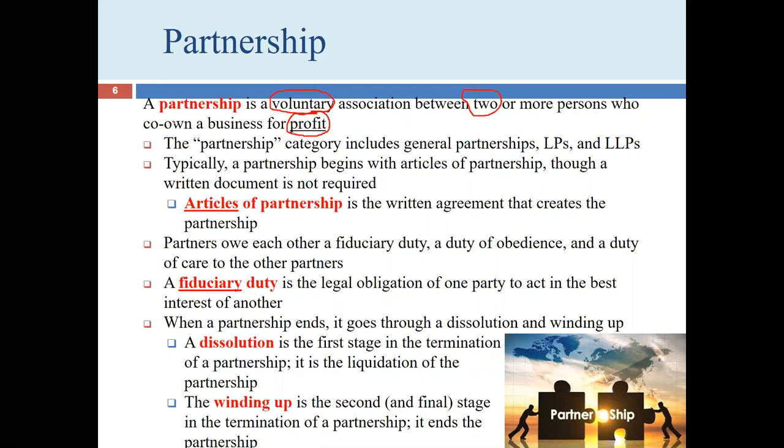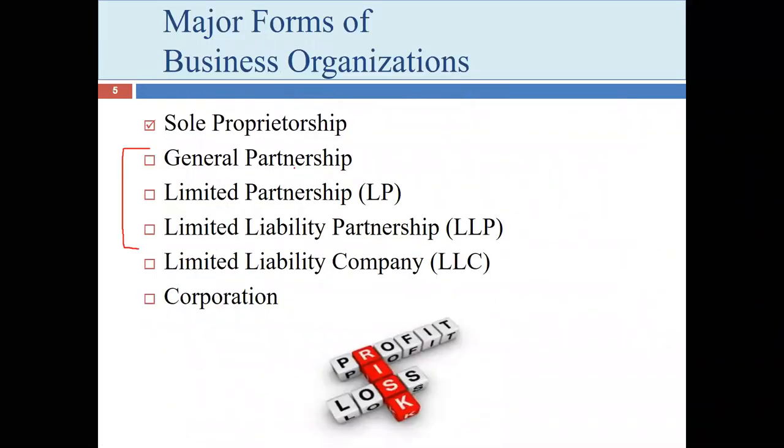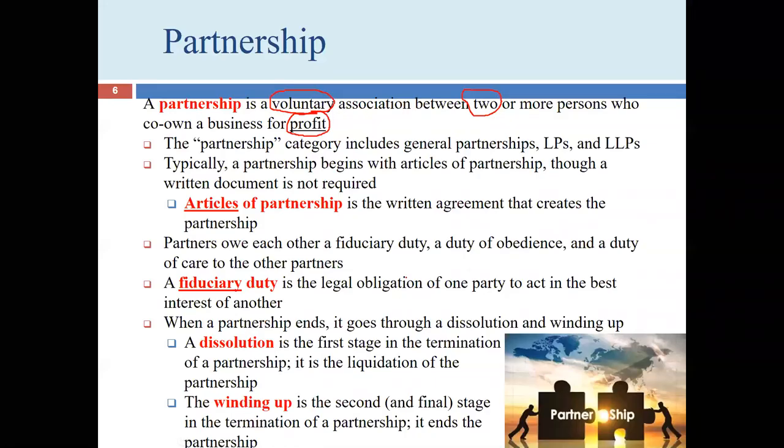As we talked about on this slide over here, there are going to be three types of partnerships we're going to talk about. General partnerships, which we'll talk about next, which is a subcategory of this larger umbrella idea of partnership. We'll talk about limited partnerships, which are called LPs, and limited liability partnerships, which are LLPs.